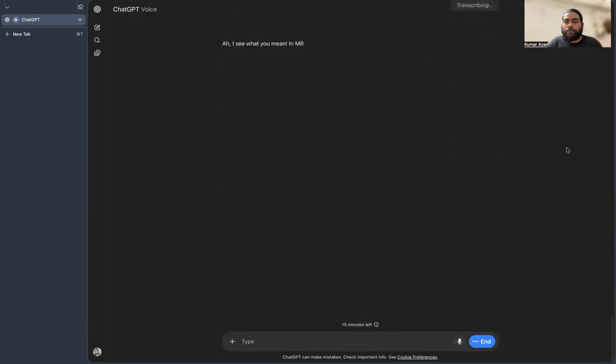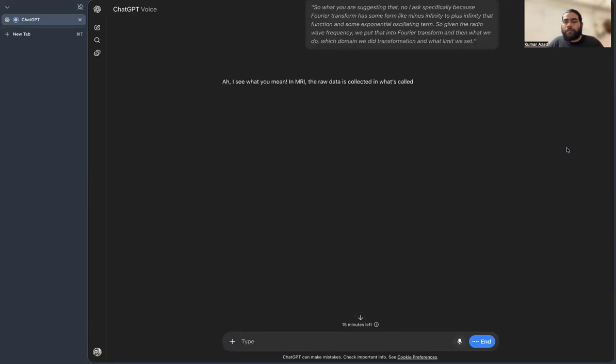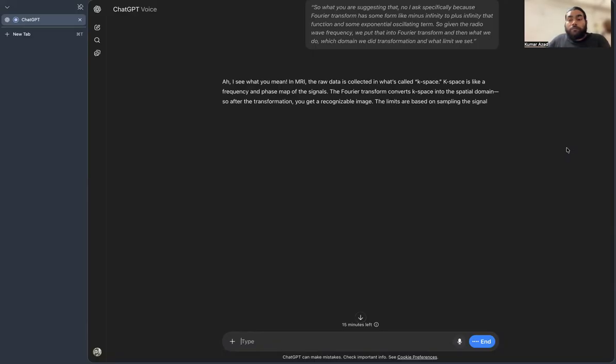I see what you mean. In MRI, the raw data is collected in what's called K space. K space is like a frequency and phase map of the signals. The Fourier transform converts K space into the spatial domain. So after the transformation, you get a recognizable image. The limits are based on sampling the signal fully. So it's not from minus to plus infinity in a perfect sense, but enough data points to reconstruct a sharp image. In short, K space in, image out.